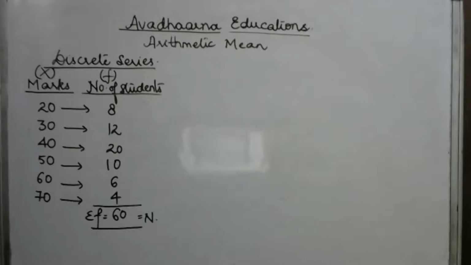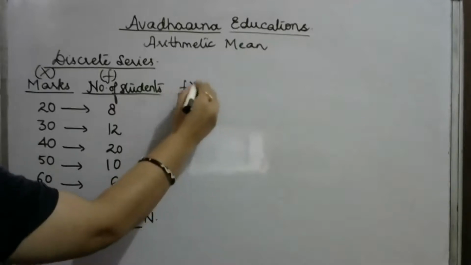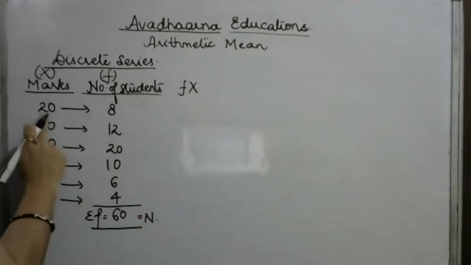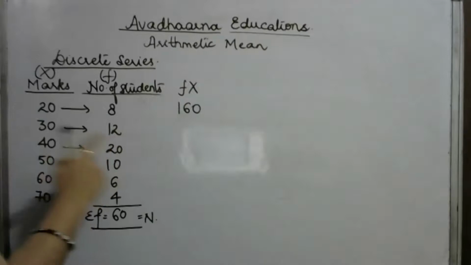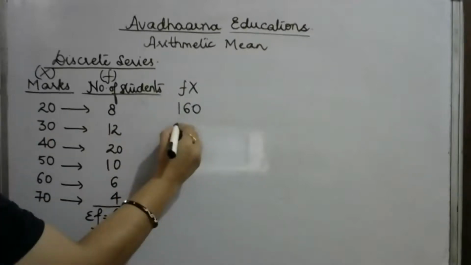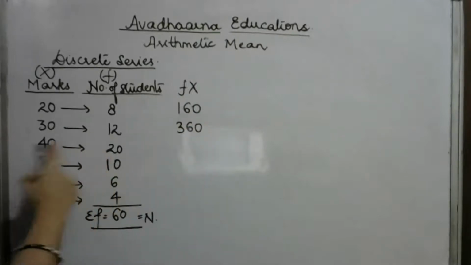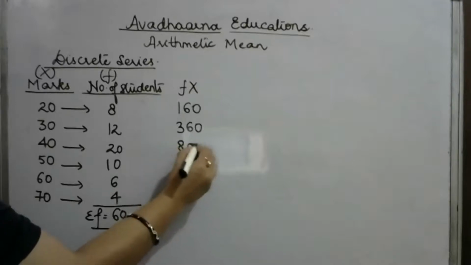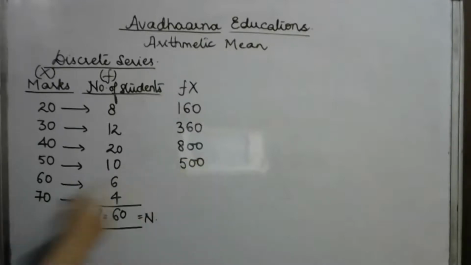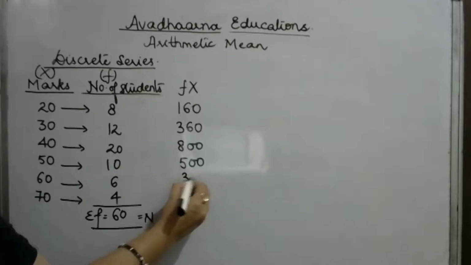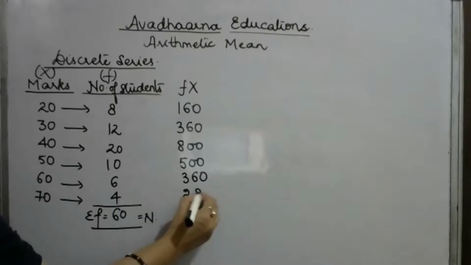Now, following the steps, we'll calculate the arithmetic mean. So, the first step, let's calculate fx. Fx in this case will be 20 into 8, 160, 30 into 12 is 360, then 20 into 40 is 800, 50 into 10, 500, 60 into 6, 360, and 70 into 4 is 280.